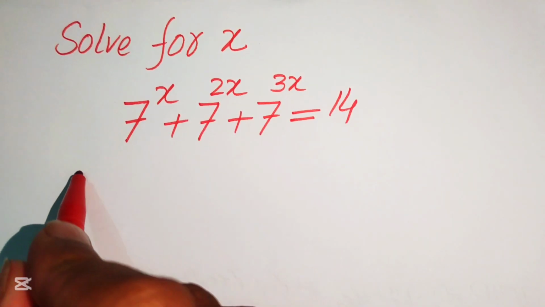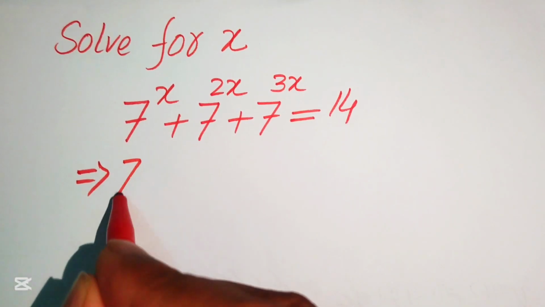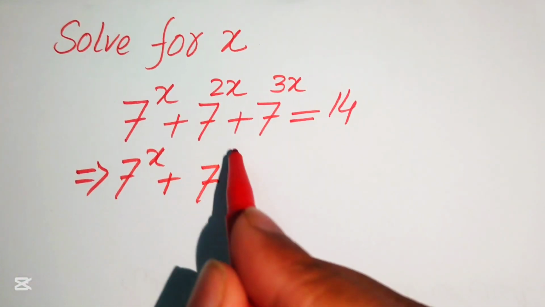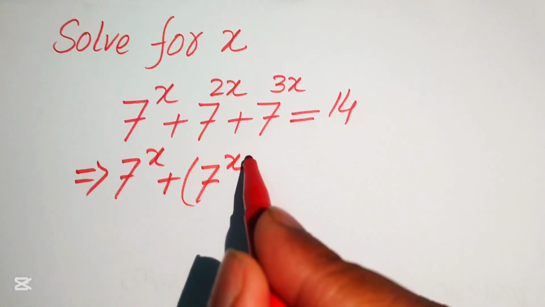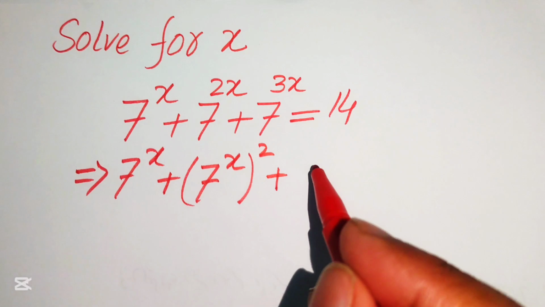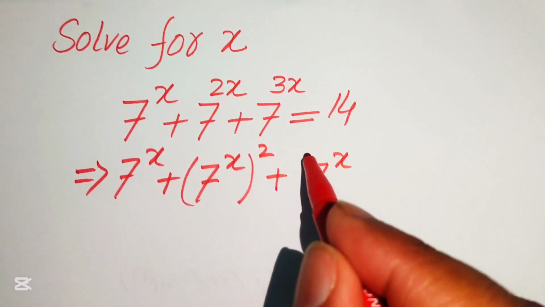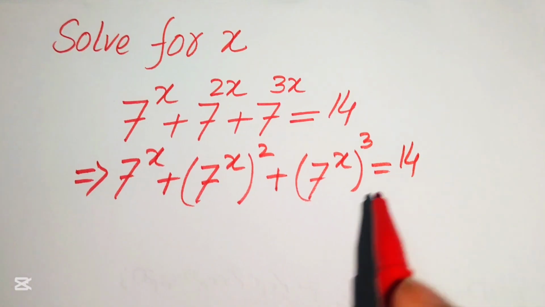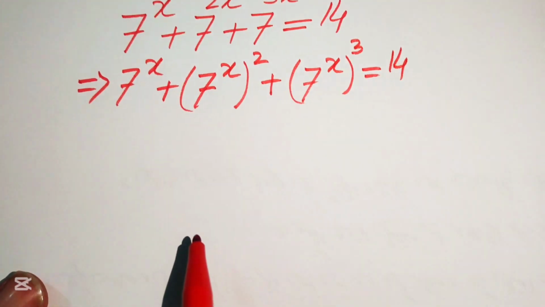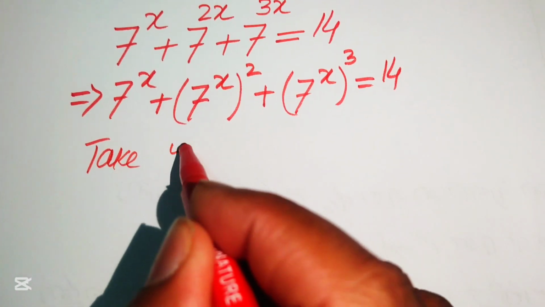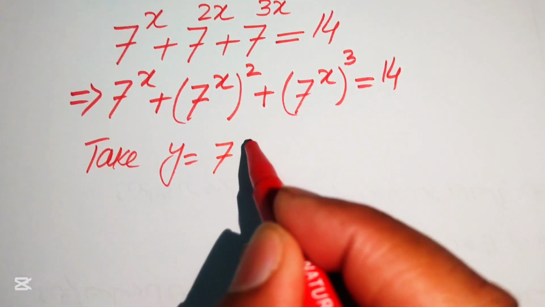So here first we rewrite this equation in this form. This is 7 to the power of x plus this is 7 to the power of 2x, we write it as 7 to the power of x and its whole square, plus this is 7 to the power of 3x, and we write it as 7 to the power of x and its whole cubed, equals 14. So now in the next step we need to take y equals 7 to the power of x.